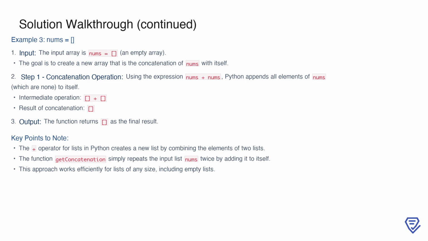However, since nums is empty, the intermediate operation is simply [] + []. The result of this concatenation is also an empty array. This empty array is then returned as the final result.